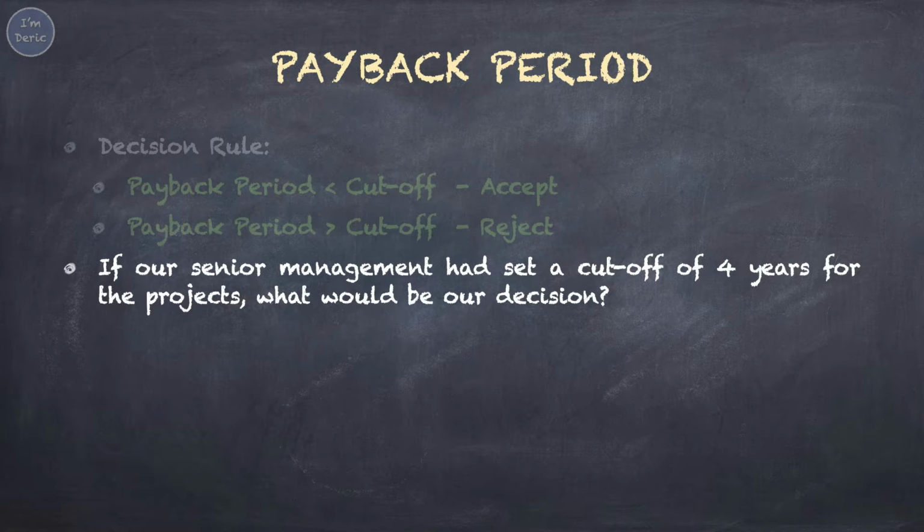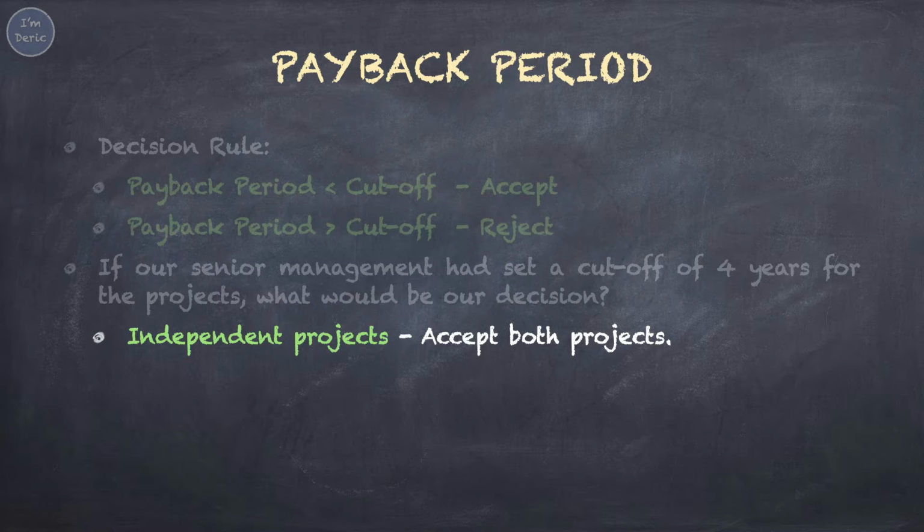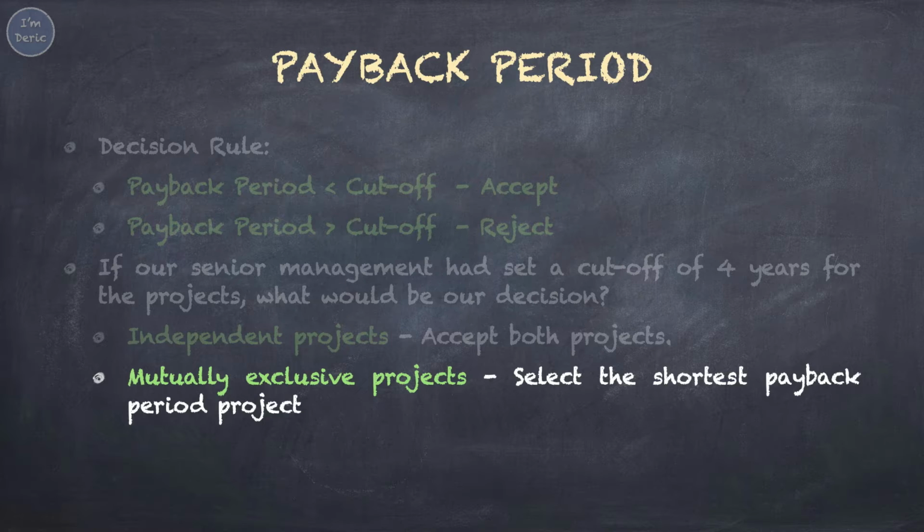If our senior management had set a cutoff of 4 years for the projects, what would be our decision? It depends on whether they are independent projects or mutually exclusive projects. If they are independent projects, then we can accept both projects. Refer back to the previous examples. Payback periods of the projects are 3.33 years and 2.5 years, so both are acceptable as their payback periods are less than the cutoff 4 years. If they are mutually exclusive projects, then we have to select the project with the shortest payback period. That's the project with 2.5 years payback period.